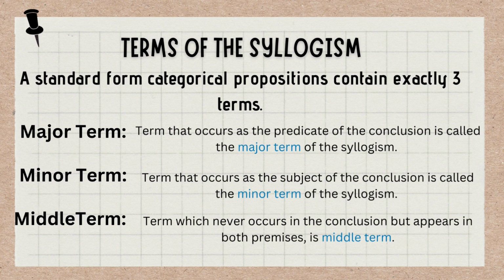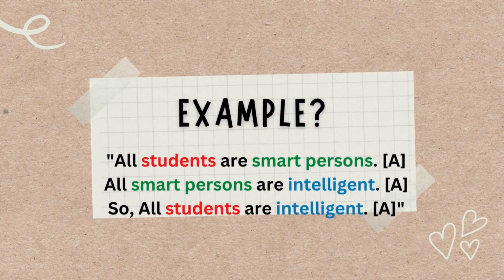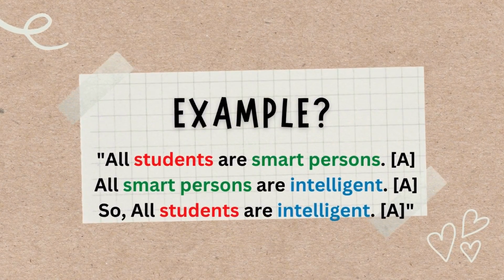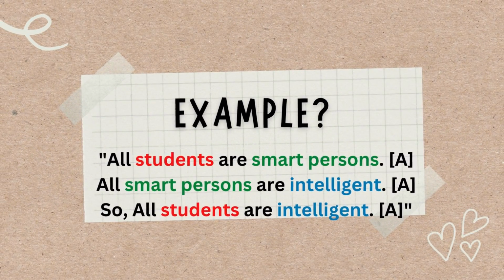The major term: the term that occurs as the predicate of the conclusion is the major term of the syllogism. Let's try this in an example. A term that occurs as the predicate of the conclusion. This is the conclusion: all students are intelligent. The third premise is the conclusion.